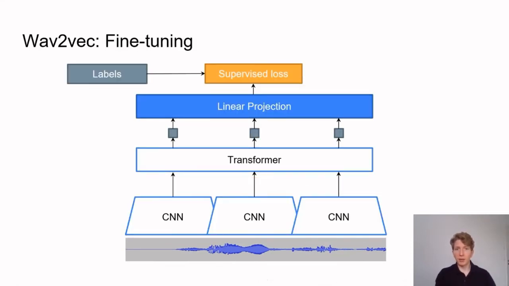Now, having trained such a representation model, we can use it to fine-tune a linear projection head on labeled data. To do so, we again feed raw audio training samples into the convolutional neural network and transformer models that we have pre-trained to obtain representation vectors, and then transform them with a linear projection to predict the labels that we have here. In this case, the weights of the transformer and CNN models are frozen, and we only update the linear projection head.